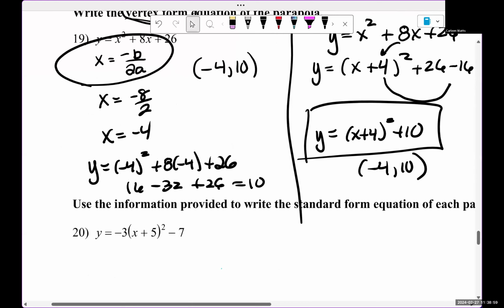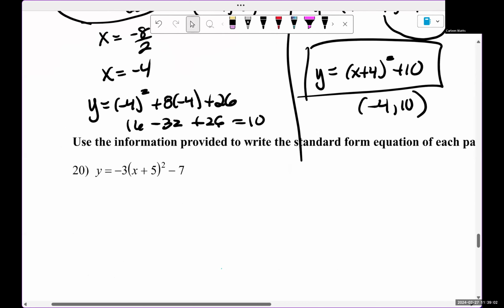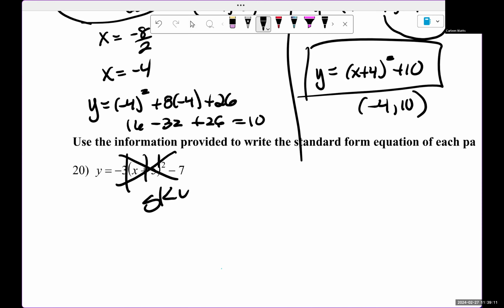It gets complicated. Okay, write the equation in standard form. You're just going to FOIL it, distribute the 3, combine like terms. You can skip.